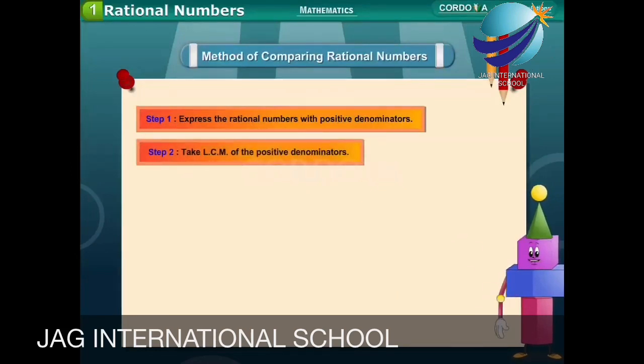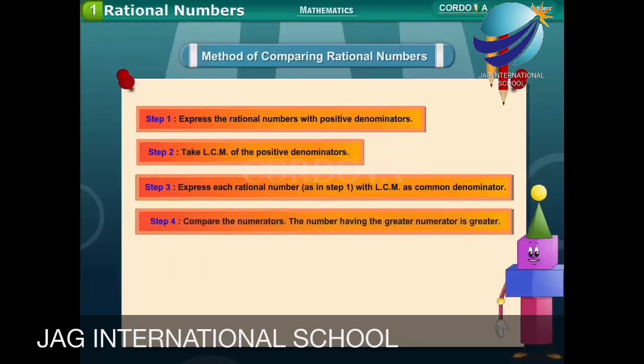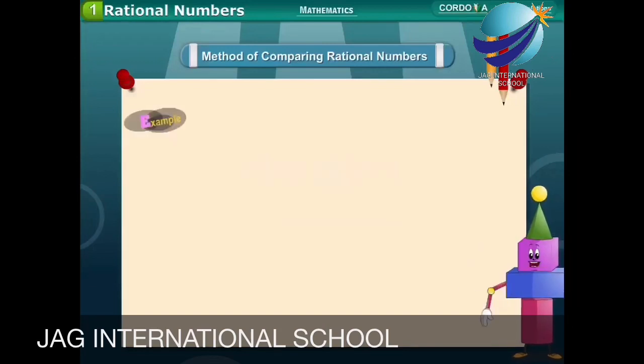Step 2. Take the LCM of the positive denominators. Step 3. Express each rational number, as in Step 1, with the LCM as the common denominator. Step 4. Compare the numerators. The number having the greater numerator is greater.